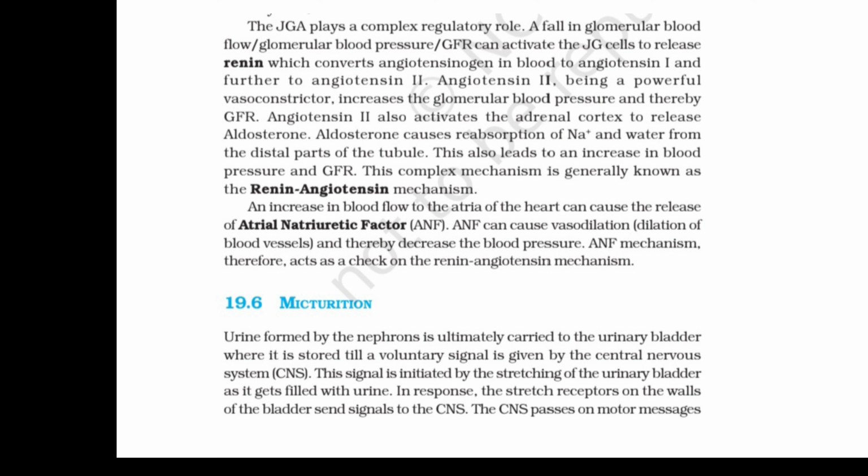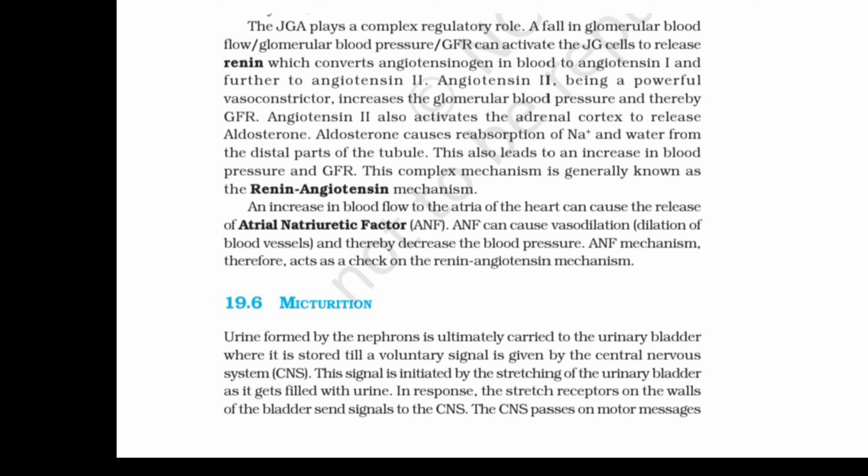Angiotensin II also activates the adrenal cortex to release aldosterone. Aldosterone causes reabsorption of Na+ and water from the distal parts of the tubules. This also leads to an increase in blood pressure and GFR. This complex mechanism is generally known as the renin-angiotensin mechanism. An increase in blood flow to the atria of the heart can cause the release of atrial natriuretic factor, ANF. ANF can cause vasodilation, that is, dilation of blood vessels, and thereby decreases the blood pressure. The ANF mechanism therefore acts as a check on the renin-angiotensin mechanism.